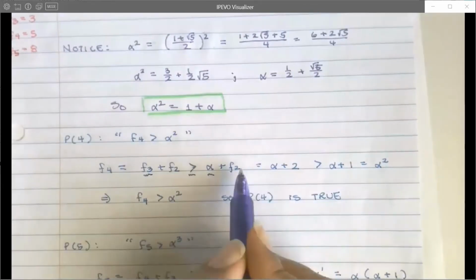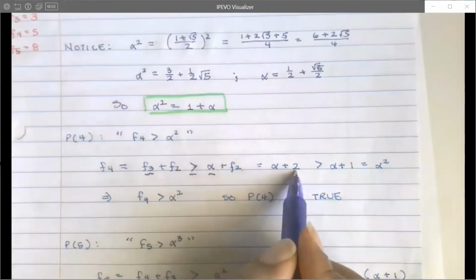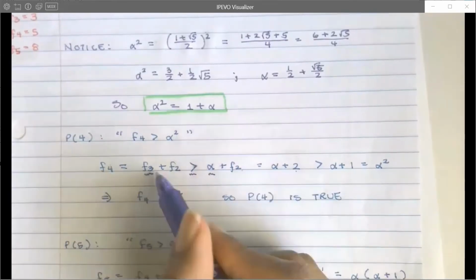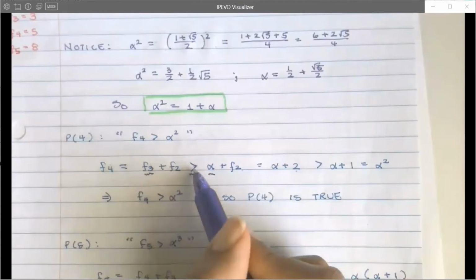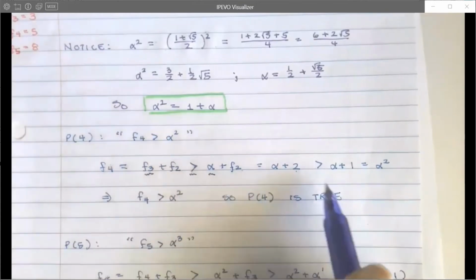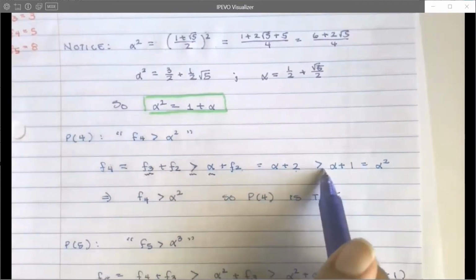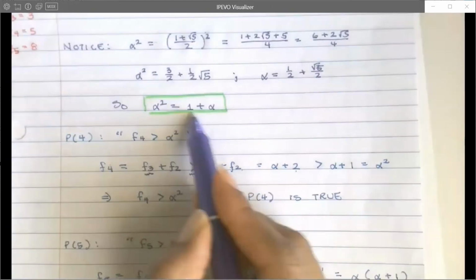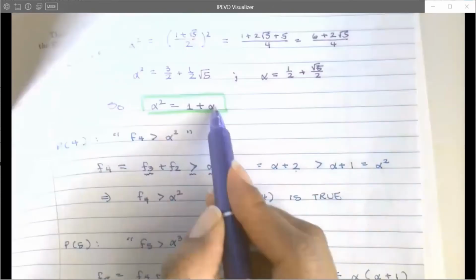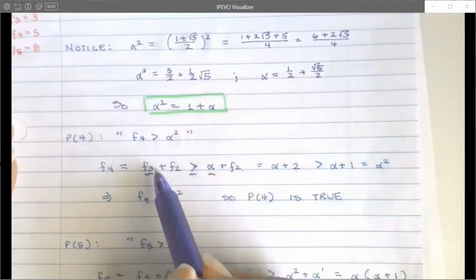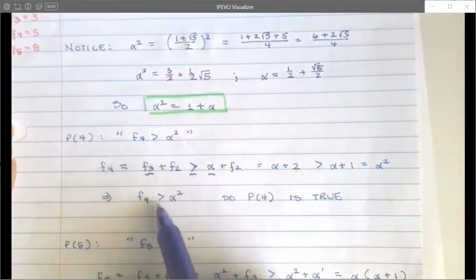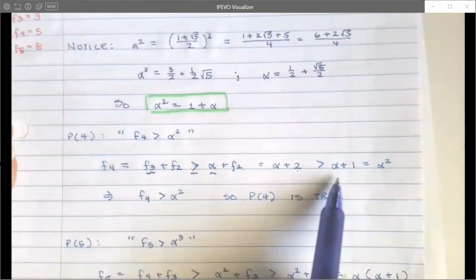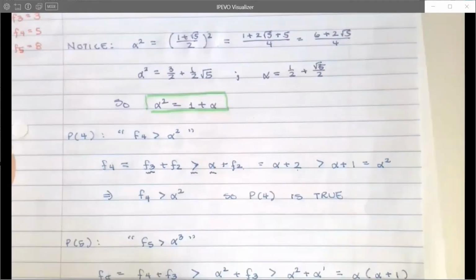And F2 is 2, so we get that F3 plus F2 is larger than alpha plus 2, and that in turn is larger than alpha plus 1. And that is equal to alpha squared by what we saw here in this work. So that boils down to F4 is larger than alpha squared, right? F4 is larger than alpha squared. So P of 4 is true.